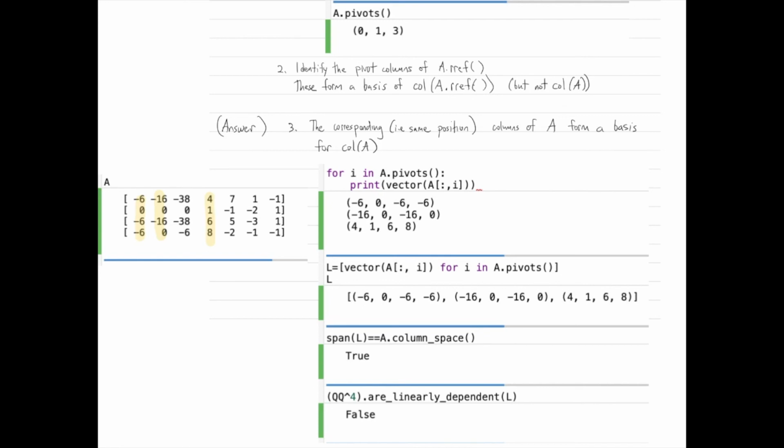To summarize, the final answer is the highlighted columns that you get from looking at the pivot columns of the reduced row echelon form of A. This is not the actual pivot of the reduced row echelon form, but the positions of those columns, and then you look at the columns in A, and that will be your answer.